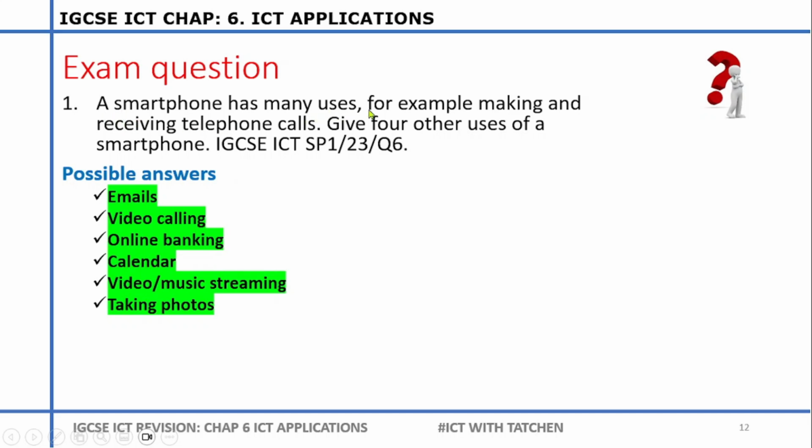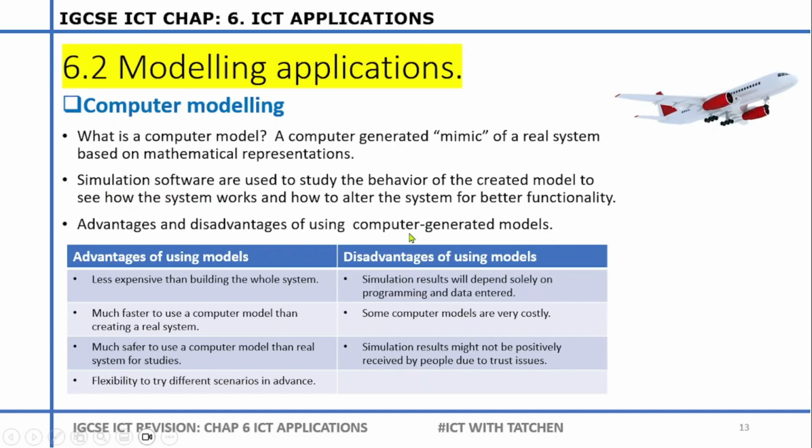This is the question I was just talking about. The smartphone has many uses. For example, making and receiving telephone calls. Give four other uses of a smartphone. When they say other, you have to be careful. Don't talk about making and receiving telephone calls, or you've already lost some marks. Focus on the ones they have not given: emails, video calling, online banking, calendar, videos, music streaming, taking photos. Listening to music, those are all uses of mobile phones.